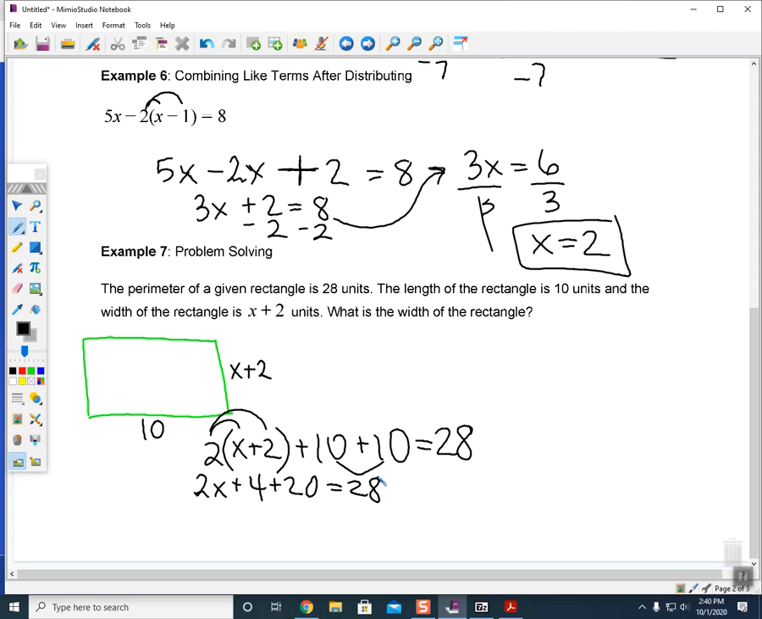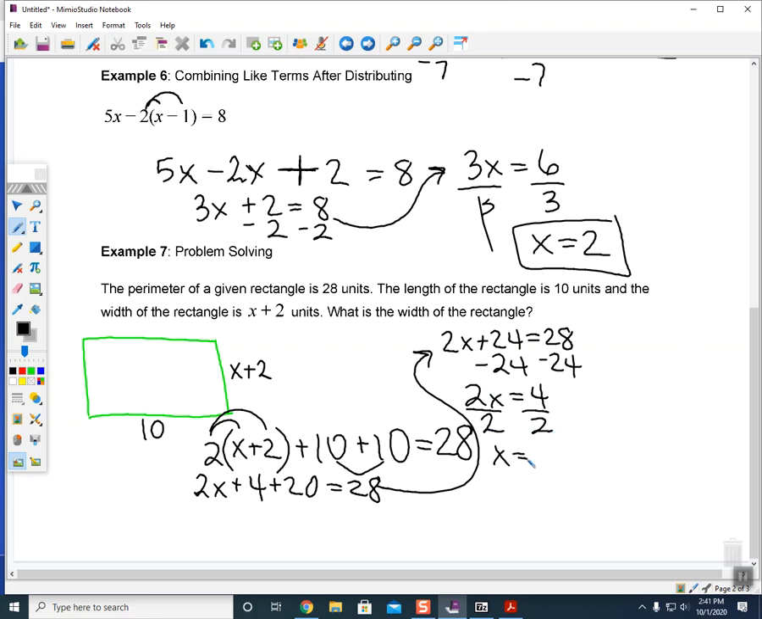I can combine like terms more. I'm going to come up over here. So I've got, let's see, 2x plus 24 equals 28. Now I can just subtract 24 from both sides. Leaves me with 2x equals 4. Divide both sides by 2.